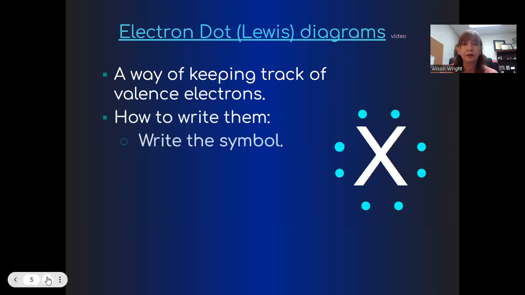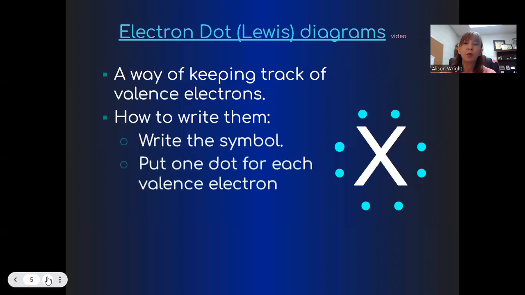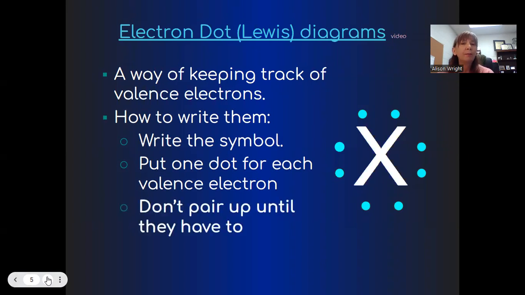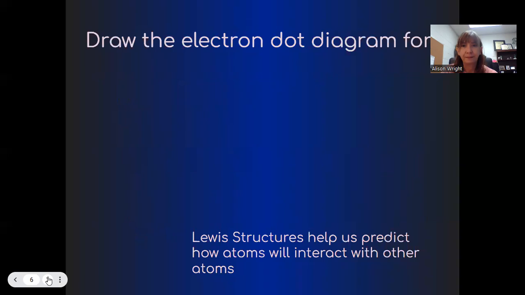You write the symbol, and then you put one dot for each valence electron, but don't pair them until you have to, until you have more than 4. If you have up to 4, you're going to put one on each side. Then as you are placing more than 4 valence electrons, that's when you put them in a pair. If you had 4 of them, then you would put a fifth next to one of those, and then a sixth next to the other. This video has a really good description and explanation of that.